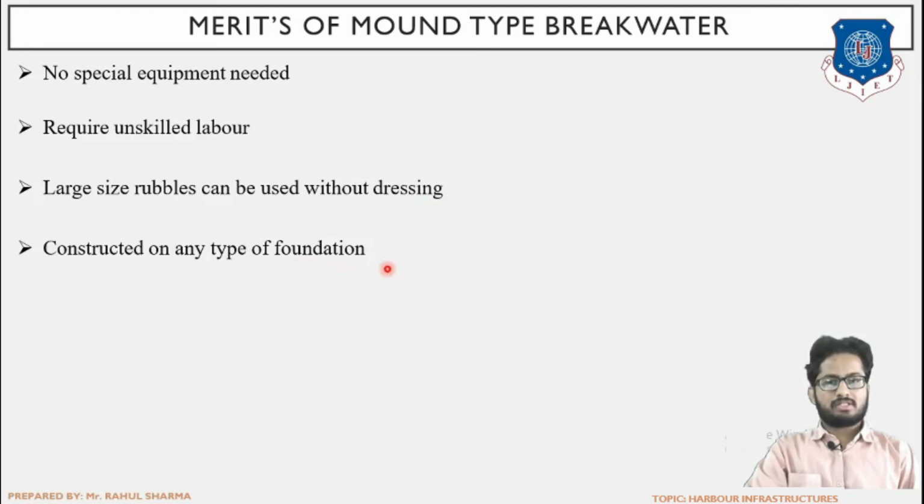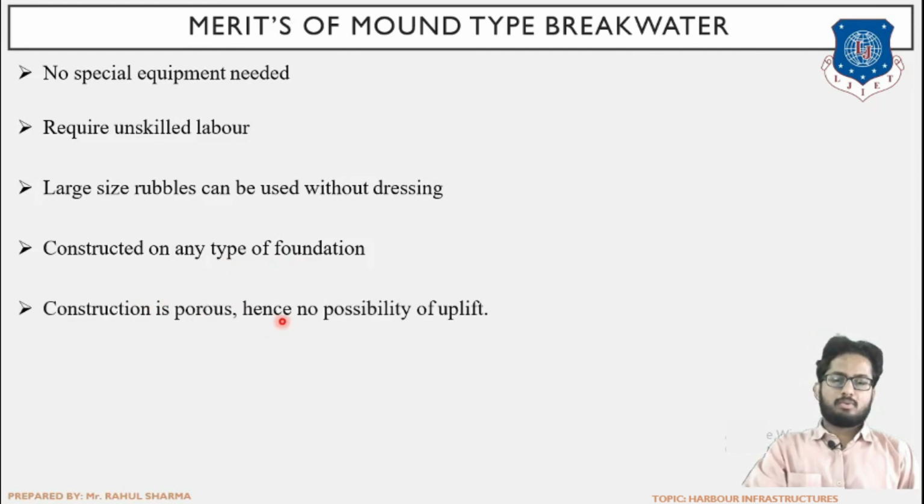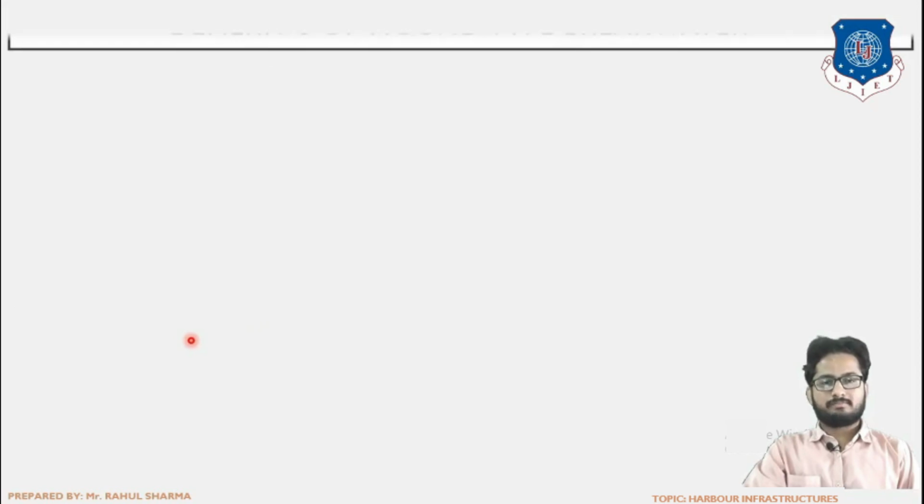Construction on any type of foundation, as we discussed that the load transfer mechanism is not that stringent, because there are three layers, so the load transfer takes place in a phase by phase manner, and ultimately there is core in the innermost portion. So even a not very firm foundation can be capable here for construction of mount type breakwater. Construction is porous, so no possibility of uplift. As voids and empty spaces exist between the rubbles, there is no such possibility of any uplift.